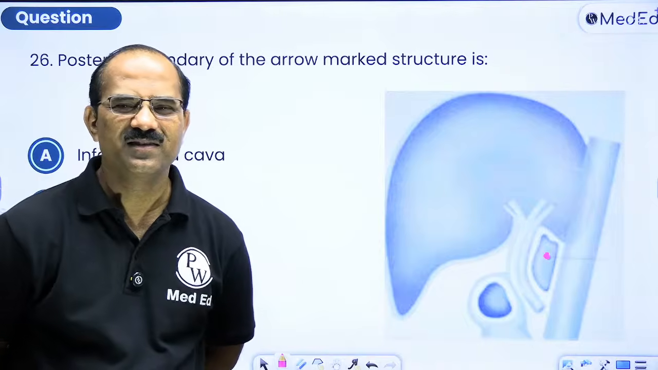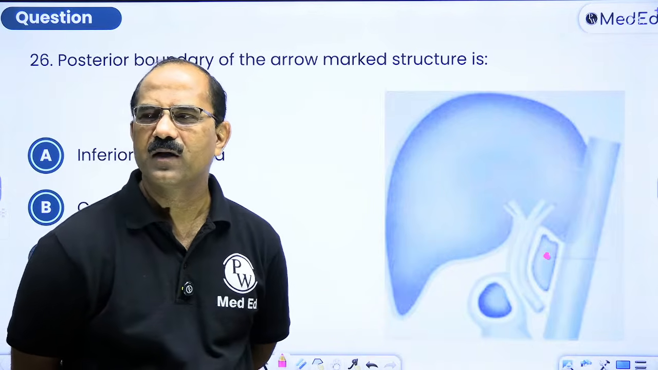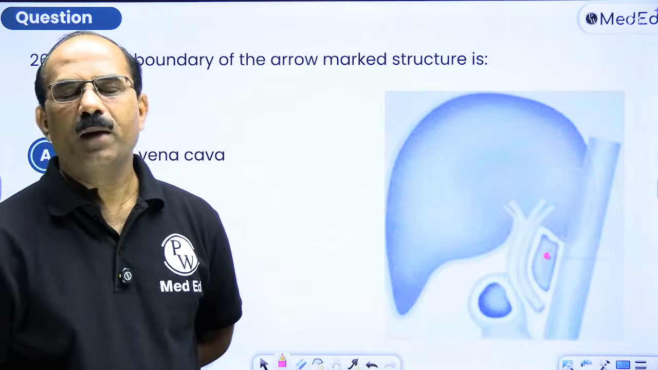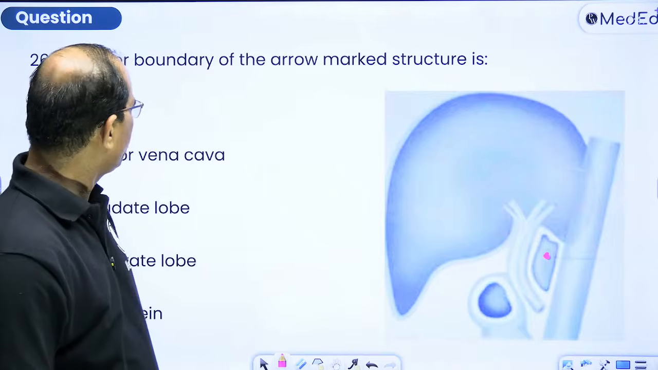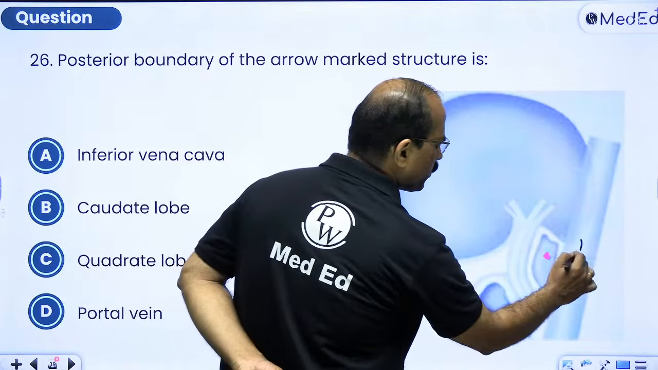Marked structure. Yes, epiploic foramen. You got this. It's not the lesser sac, child, this is the epiploic foramen. So now you tell me, the posterior boundary of the epiploic foramen is formed by IVC.